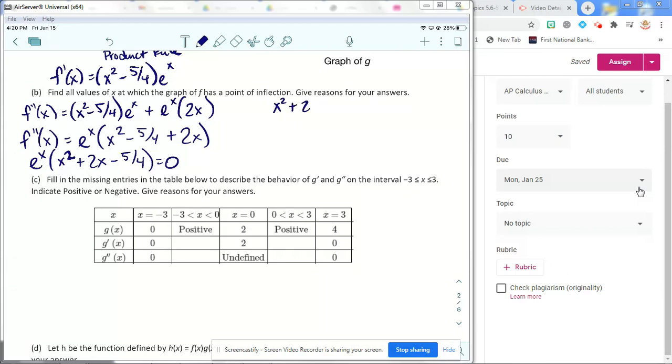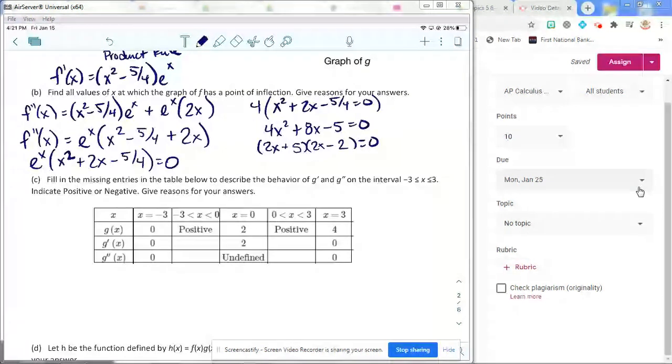Now that fraction is annoying, but we can get rid of it if we just multiply through by 4. Okay, and then we'll just factor this real quick. And we're going to get 2 values that make this second derivative 0: negative 5/2 and 1/2.